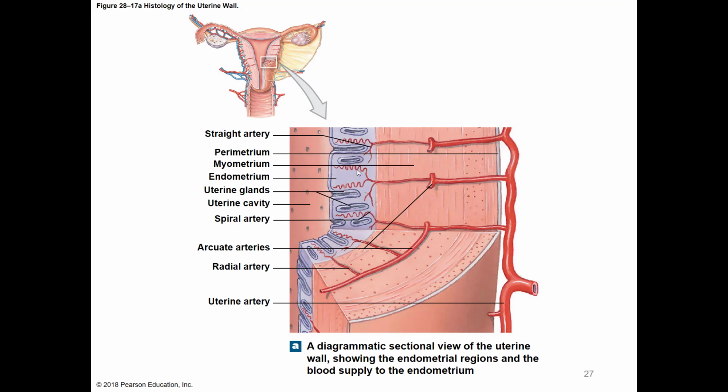Endometrium here in purple. You can see the deep uterine glands, which will be producing secretions. Blood vessels, very rich in blood supply, little spiral blood vessels. And then we've got the myometrium, which is the thick, smooth muscle, and the perimetrium, which is the outermost covering.